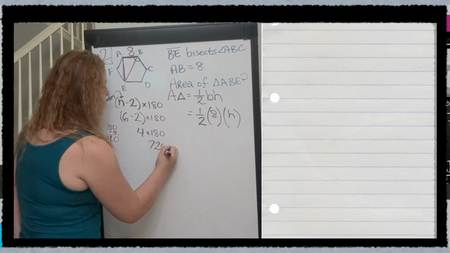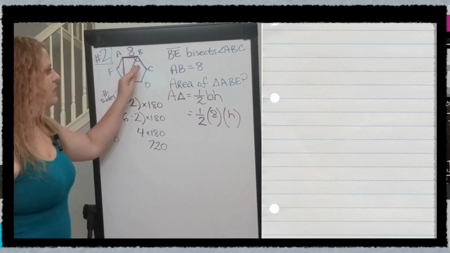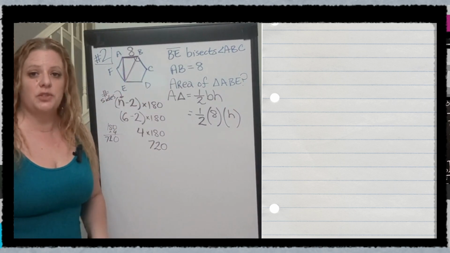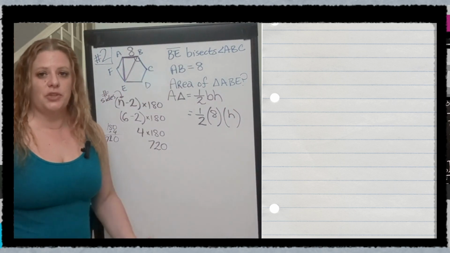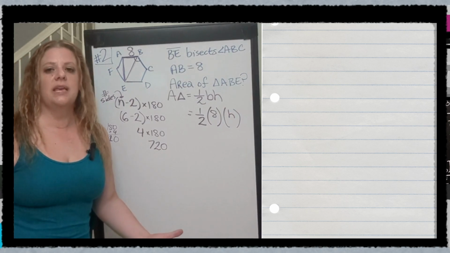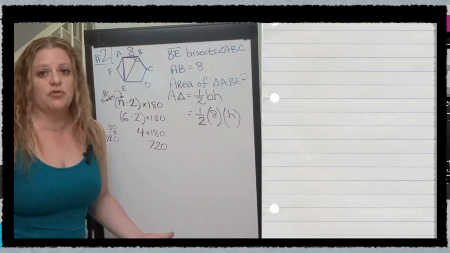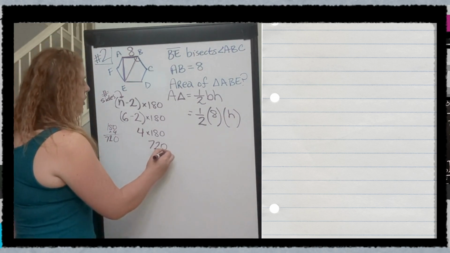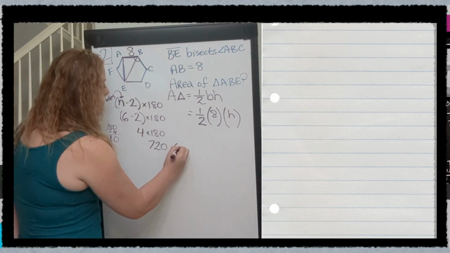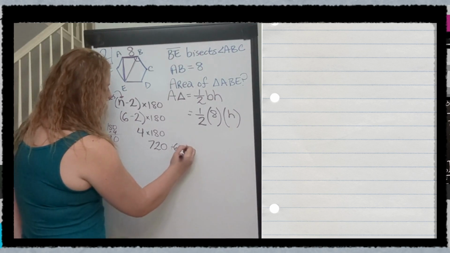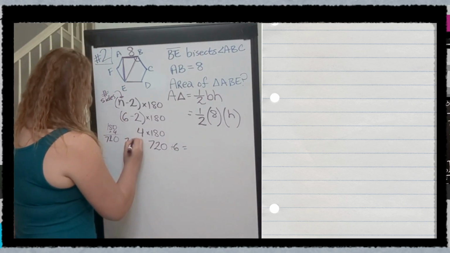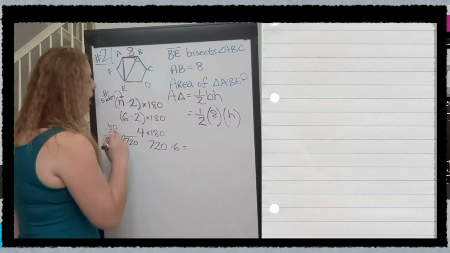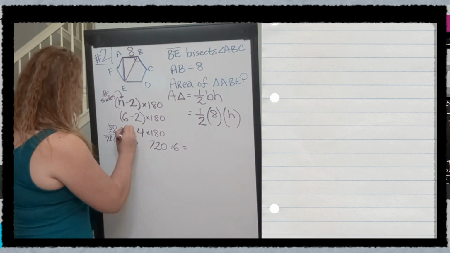720. Okay, so total degrees on the inside of the hexagon is 720. Now there's 6 angles total. They're all the same because it told us that the sides are the same. That means it's a regular hexagon. So I'm going to divide this by my 6 sides to find out how much is each individual angle.